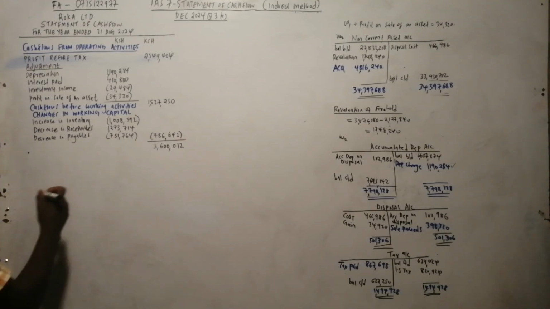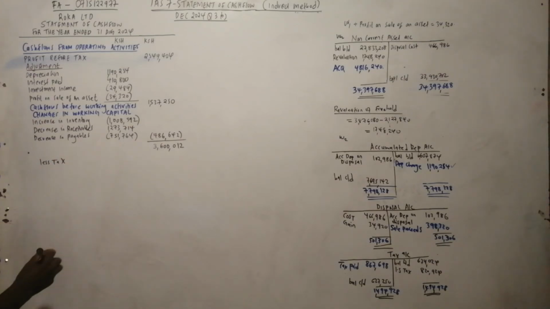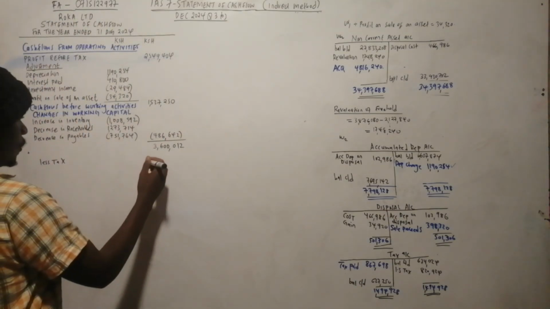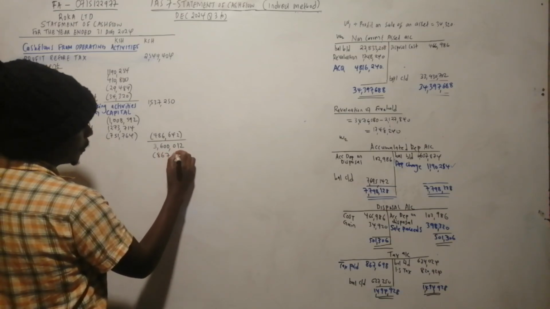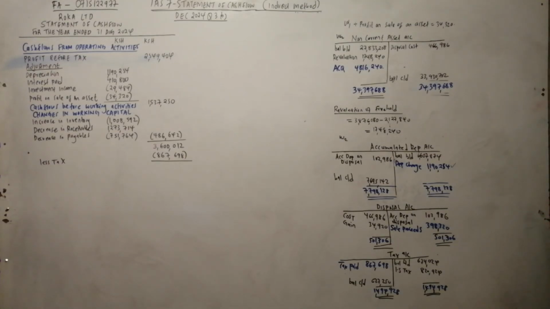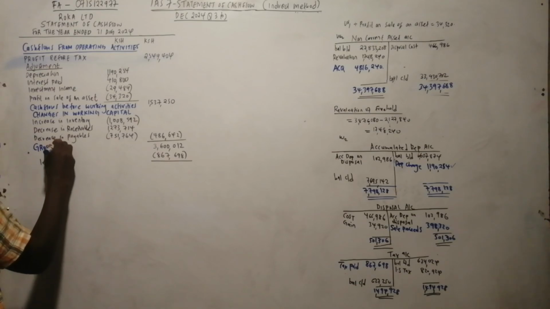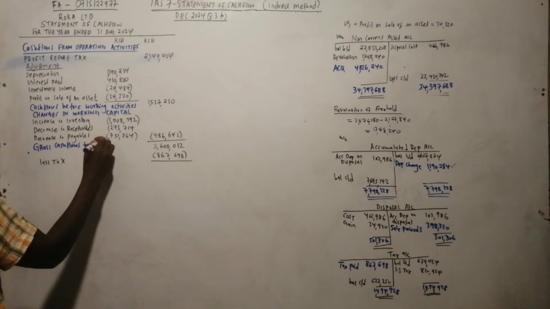We less tax. Now we can less our tax. Our tax to kufanya working day hapa 867. So we less 867, 698. So let us now name those accounts. So tutamuita gross cash flows from operating.